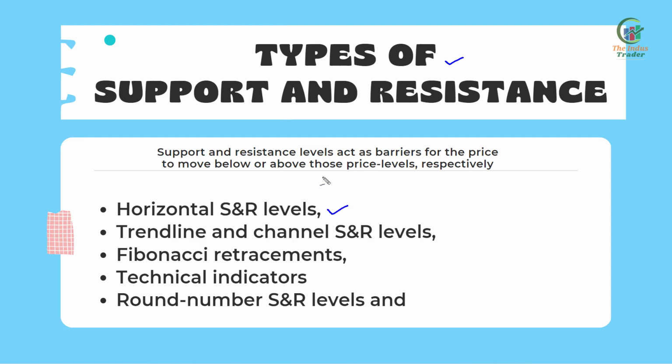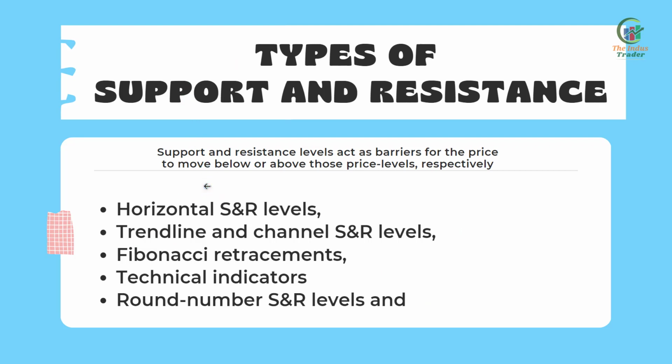First, horizontal support and resistance. Let's go and see what they are. Thereafter, we're going to see trend line and channel support and resistance. Then we're going to see Fibonacci retracement and technical indicators. After that, round numbers, which act as support and resistance. Everything I'm going to show on the chart.